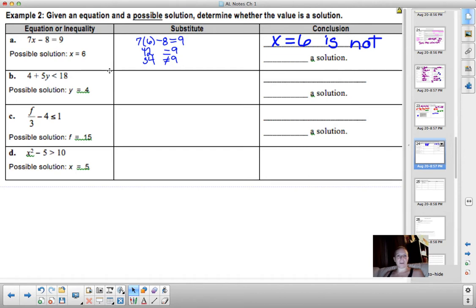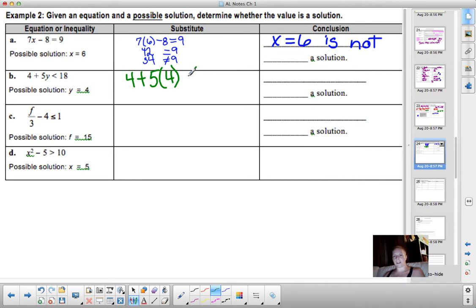Let's look at example B. We've got an inequality now. It's a less than symbol. We want to know if 4 plus 5y is less than 18 when y is equal to 4. So we make that substitution. Four plus 5 times 4. We want to know, is that smaller than 18?